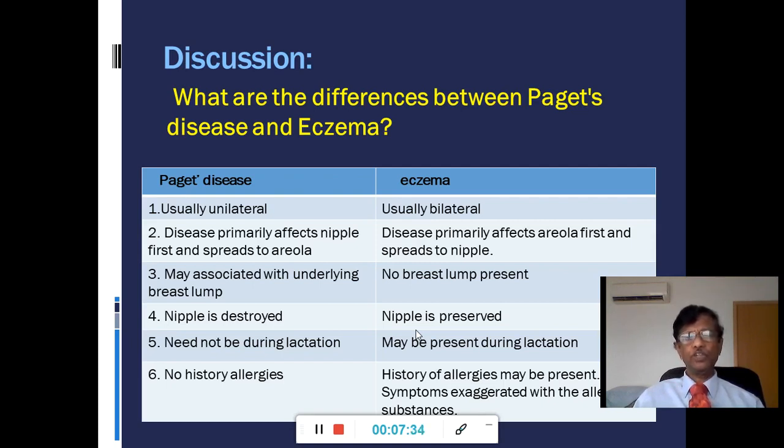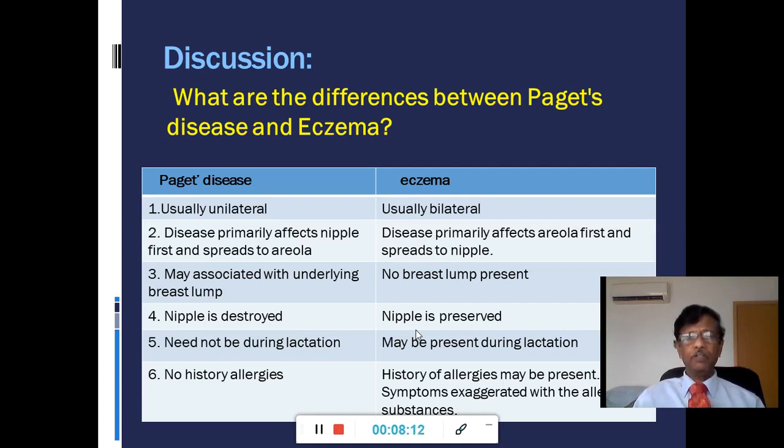Paget's disease is usually unilateral, whereas eczema is bilateral. In Paget's disease, as you said, the nipple is first to be involved and it spreads to the areola, whereas in eczema it starts in the areola and involves the nipple later. In Paget's disease, it may be associated with an underlying breast lump, whereas there is no breast lump seen in eczematous conditions. Nipple is destroyed in Paget's disease. Nipple is preserved in eczematous conditions.